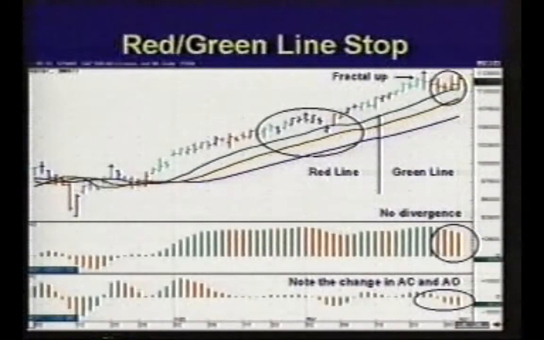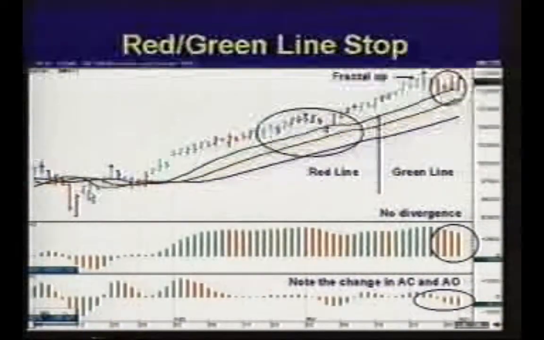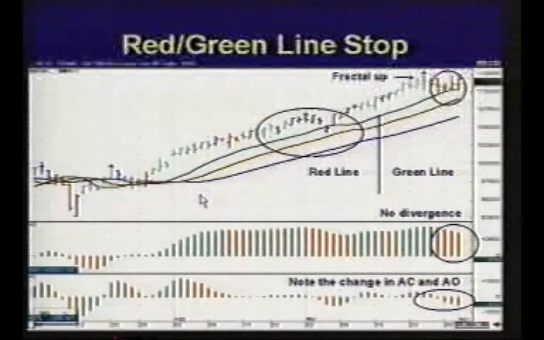Now here's a chart that I've split up. You're going to use the red line and the green line stop. In the beginning of the trend, you notice that your alligator was asleep, you had a fractal up, and then you were in the market. Then the market goes up, and you notice the area with the first circle that I have here. At this point, you didn't have any divergence.